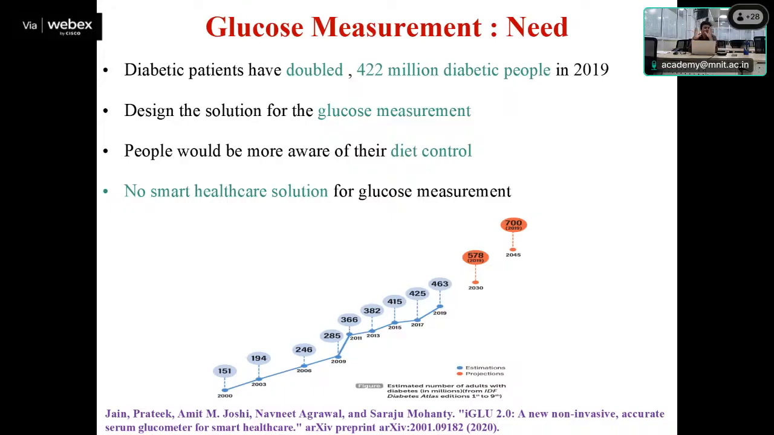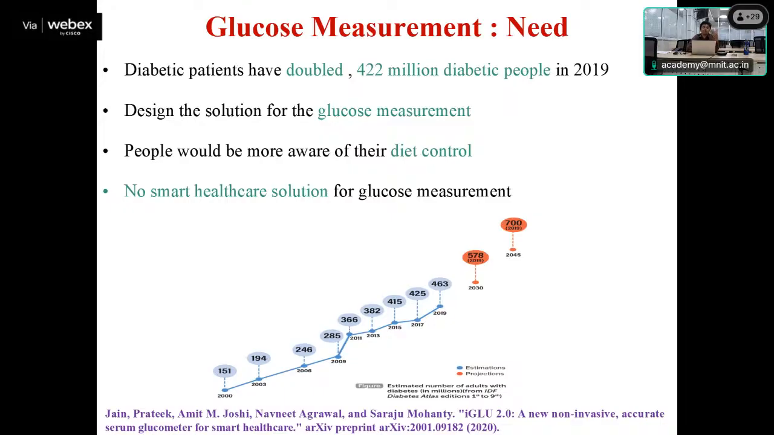If I look at the current solutions to measure body blood glucose, there are two ways I can measure the body blood glucose level. First, I can go to a laboratory and measure it, which is one of the very popular and very traditional approaches. I visit a laboratory, I give my blood sample, and I get the body blood glucose.